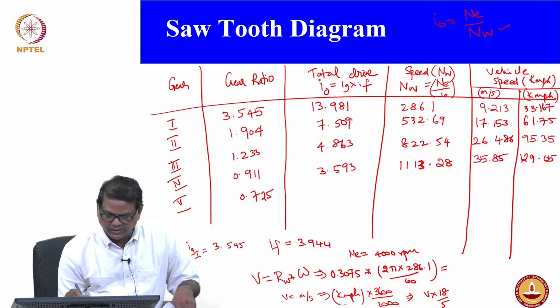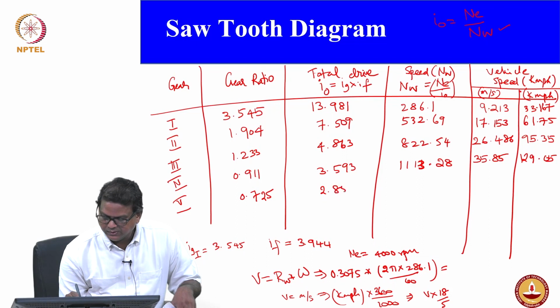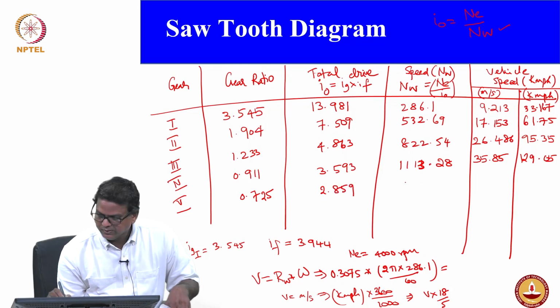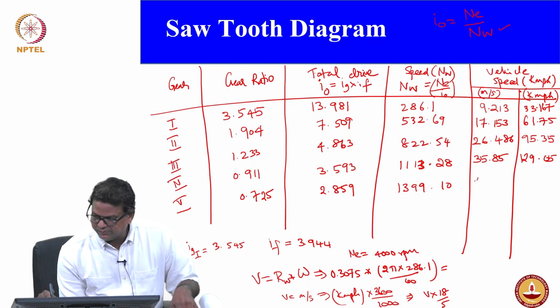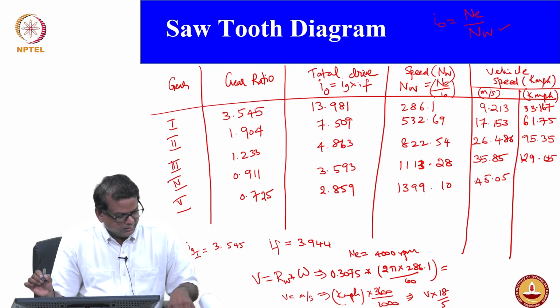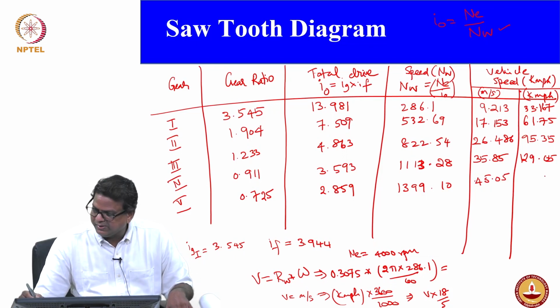So the total drive 2.859. 1399.10 is the RPM. Then if it is 45.05 meter per second, then the highest speed for the highest gear is 162.17 kilometer.